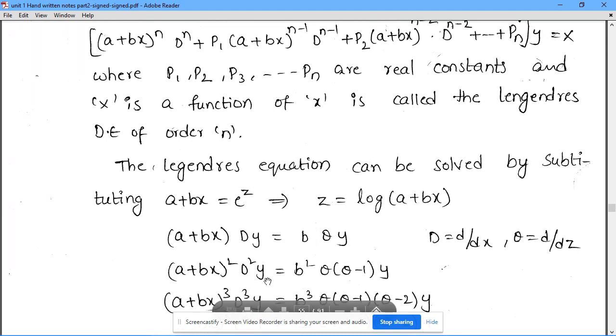(a plus bx) whole square d square y is b square into theta (theta minus 1) y. Here b is the coefficient of x in the common expression given in the Legendre's equation. While substituting these values, Legendre's equation becomes a linear DE with constant coefficients. At the end of the solution, we have to replace z as log of a plus bx. Thank you.